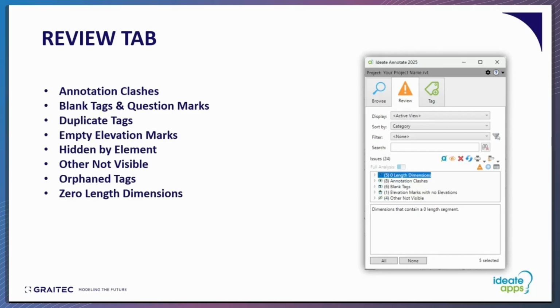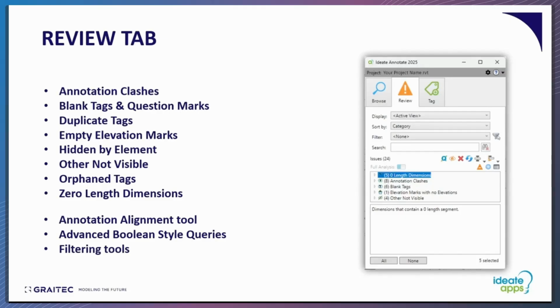As a bonus, we've got annotation alignment tools in there. We've got some advanced Boolean style queries, which is really useful for finding particular elements. And it's got a host of other filtering tools as well. The goal of these 15-minute webinars is to provide a quick overview of what the Ideate tools offer and give you the opportunity to ask questions, request a trial copy of the Revit Ideate plugin, perhaps ask for a more in-depth demo. We have some time left, so let's see what it looks like in real life.